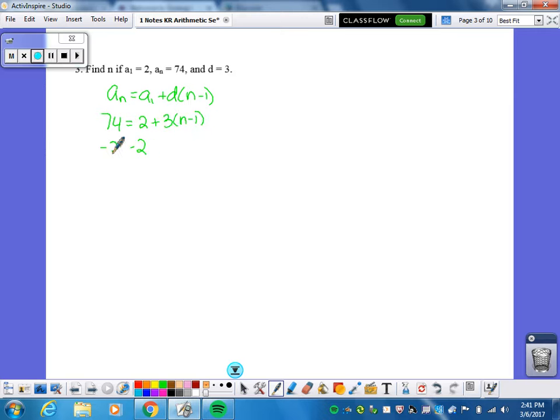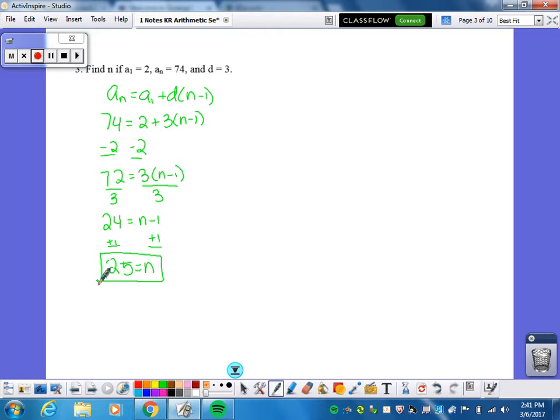We subtract 2 from both sides, and we get 72 is equal to 3 times n minus 1. Divide both sides by 3. We get 72 divided by 3 is 24 is equal to n minus 1. We add 1 to both sides, and we get 25 is equal to n as our answer.